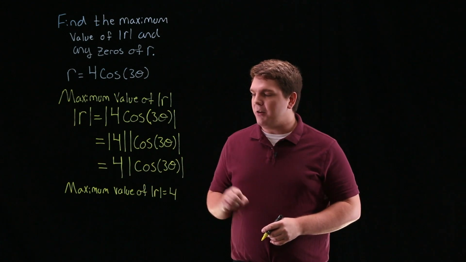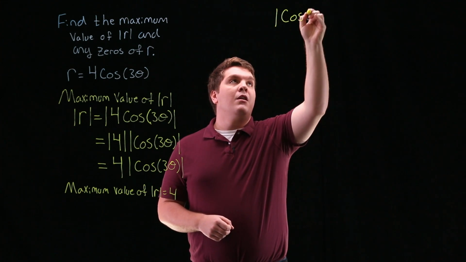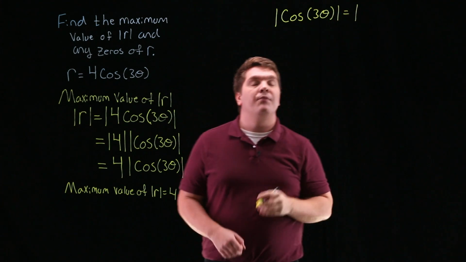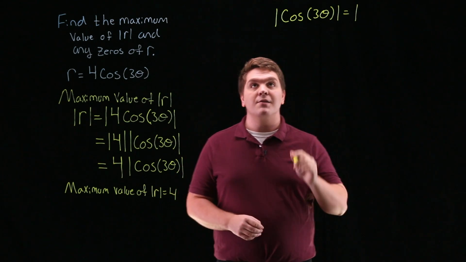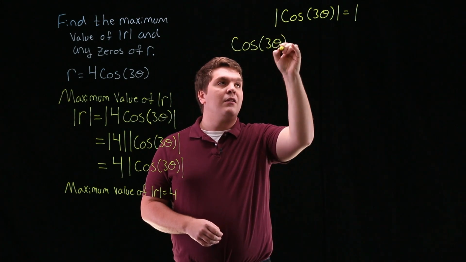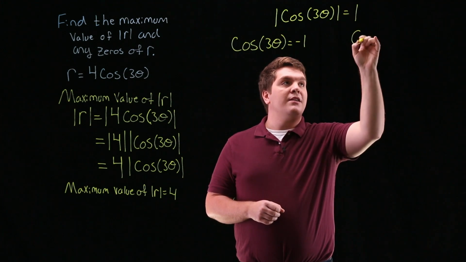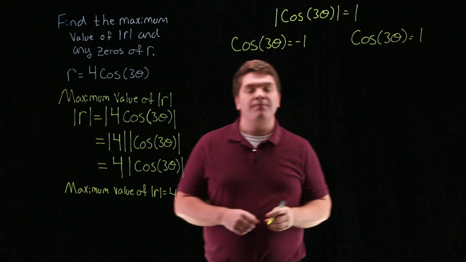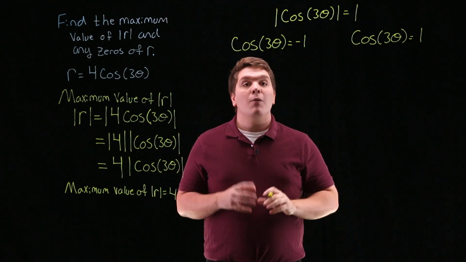Again, that's because the largest that cosine of 3 theta can be in absolute value is 1. So what we want to do now is solve the equation, the absolute value of cosine of 3 theta is equal to 1. When we try to solve this, we're really trying to solve two different equations. The first equation is cosine of 3 theta equals negative 1, and the second equation is cosine of 3 theta equals 1.